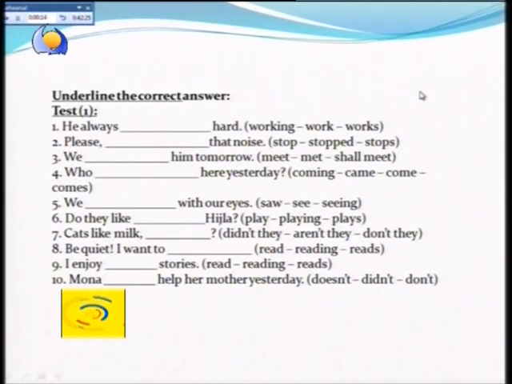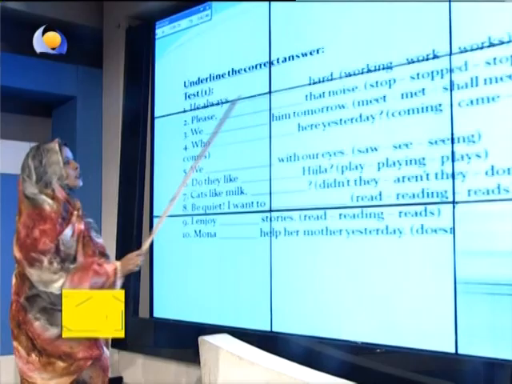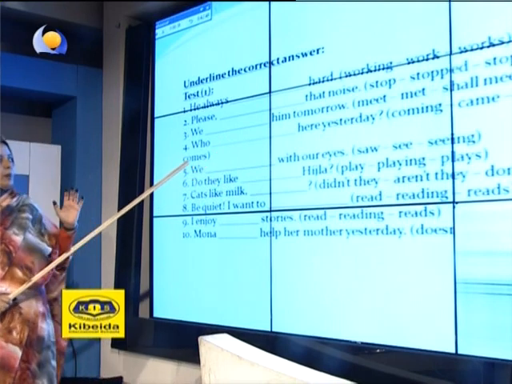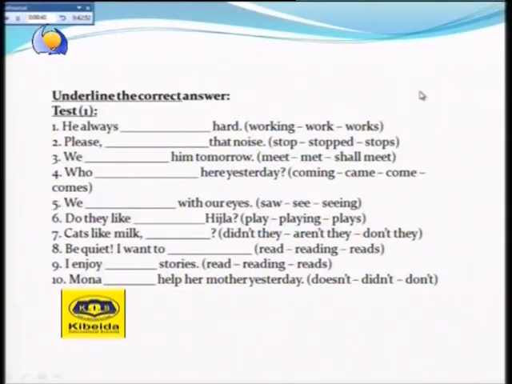Underline the correct answer. We are given choices here. He always dash hard. You have the word always, so he always works hard. Please dash that noise. This is a command. In English, commands and imperatives are used with the infinitive. You say, please stop, without any addition. Please stop that noise. We dash him tomorrow. Tomorrow reminds us of future. We shall meet him tomorrow. Who dash here yesterday? If we have yesterday, we are talking about something in the past. We are going to use came.